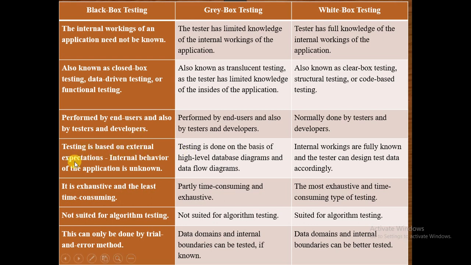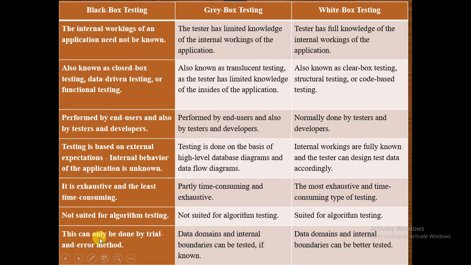Black box testing is based on external expectations and internal behavior. Gray box testing is done on the basis of high level database diagrams and data flow diagrams. In white box testing, internal workings are fully known and the tester can design test data accordingly. Black box is exhaustive and least time consuming. Gray box is partly time consuming and exhaustive. White box is the most exhaustive and time consuming type of testing because the programmer tests each and every line. Black box is not suited for algorithm testing. Gray box is suited for algorithm testing, and white box is suited for algorithm testing.